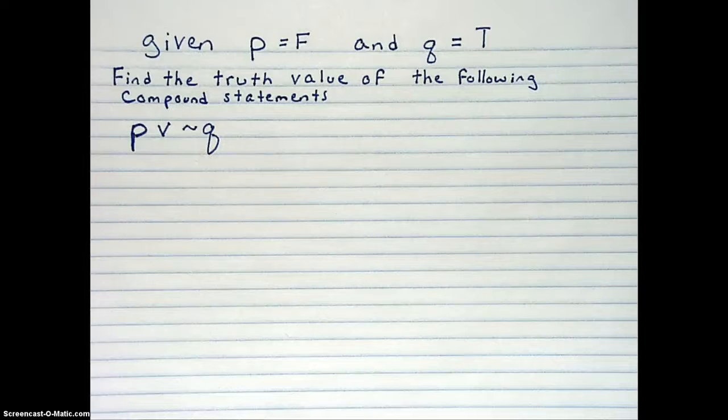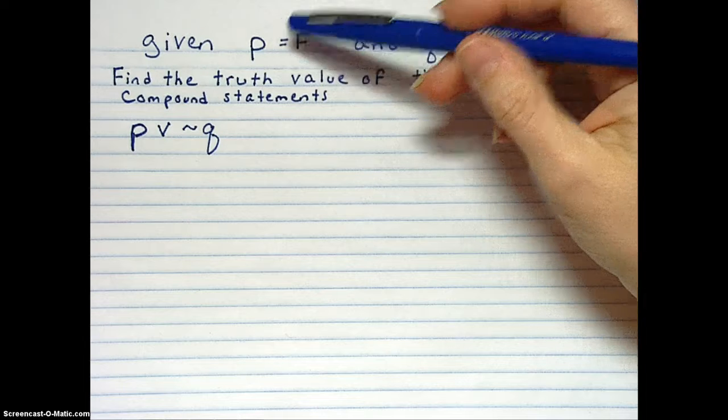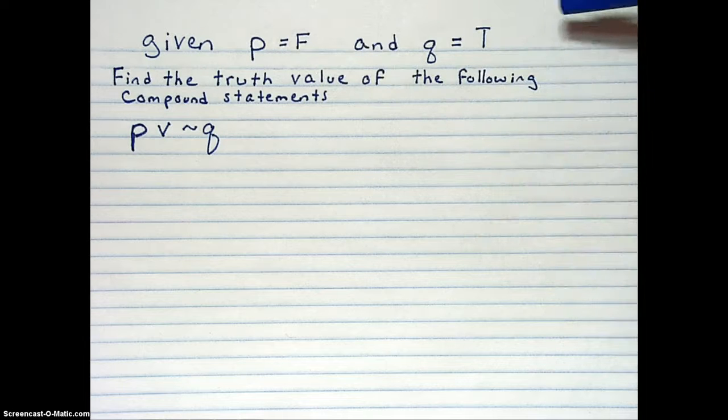Okay, this is the first in a couple of supplemental videos for the logic section. We're going to do some problems about compound statements and finding the truth values. And I have Megan here with me. So we know that P is false and Q is true, and we need to find the truth value of this compound statement. You read the book. What should you do with this?